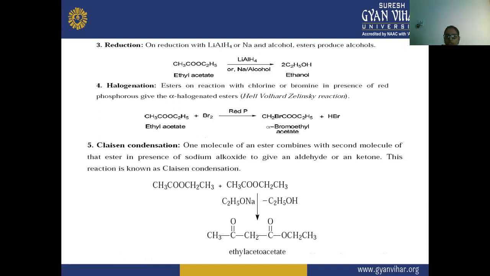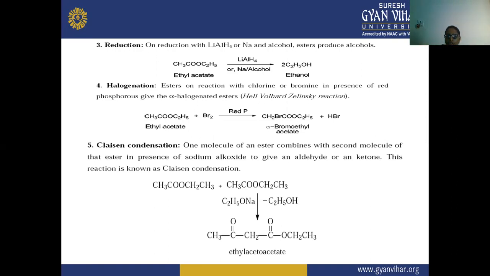Next is your halogenation. In halogenation, esters on reaction with chlorine or bromine in the presence of red phosphorus give alpha halogenated esters. So this ethyl acetate is reacting with bromine in the presence of red P, and there is a formation of alpha bromo ethyl acetate here.